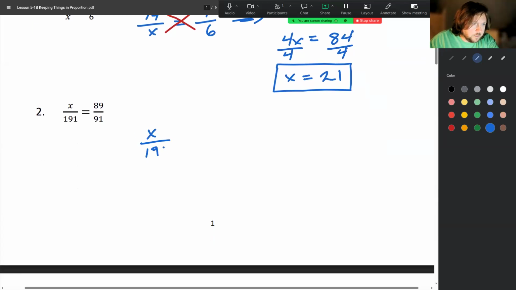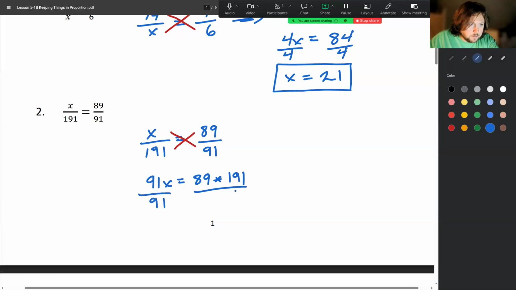x over 191 is equal to 89 over 91. And using the cross multiplying trick, this turns into 91x equals 89 times 191. I'm going to divide both sides by 91. And I end up with, well, let's see.